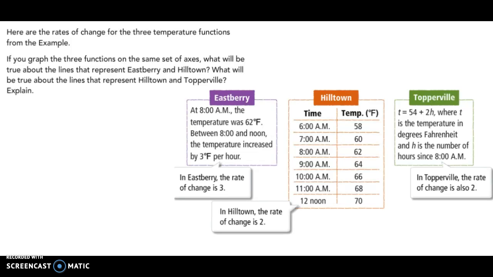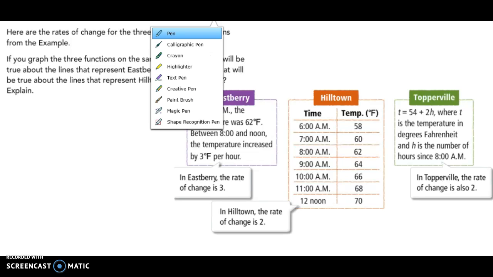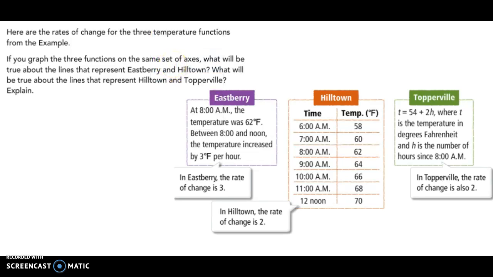Alright, so here are the rates of change for 3 temperature functions from the example. If you graph the 3 functions on the same set of axes, what will be true about the lines that represent Eastbury and Hilltown? What will be true about the lines that represent Hilltown and Toperville? Well, again, we have 2 sets of questions. So we need to know what will be true about the lines that represent Eastbury and Hilltown, and then what will be true about the lines that represent Hilltown and Toperville.